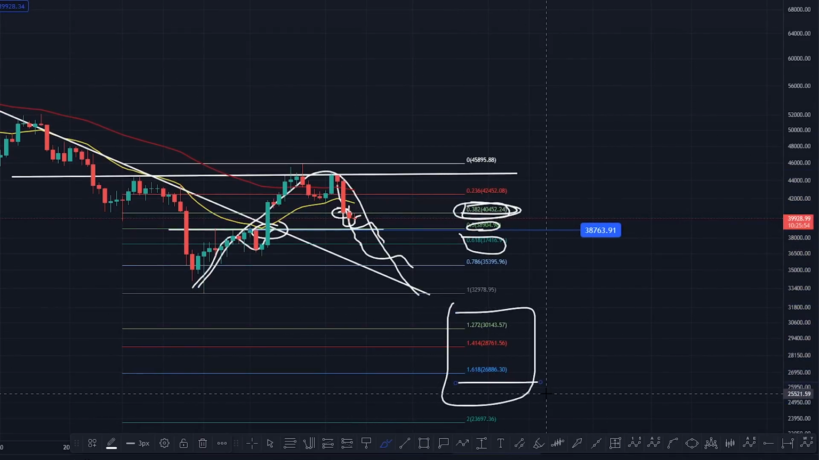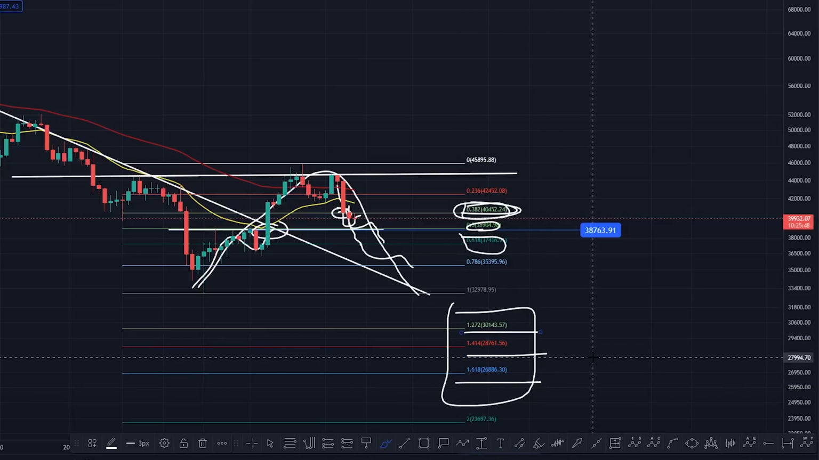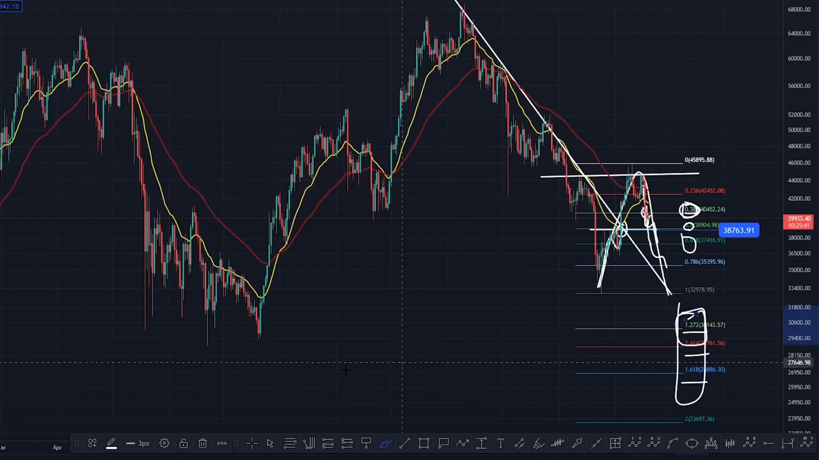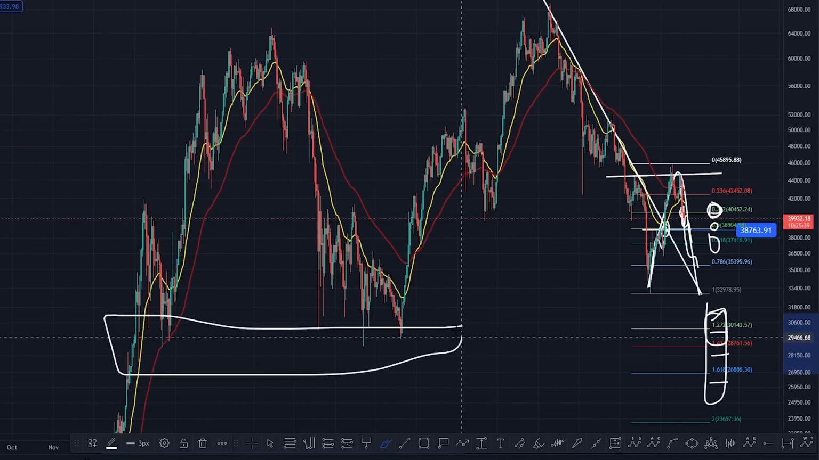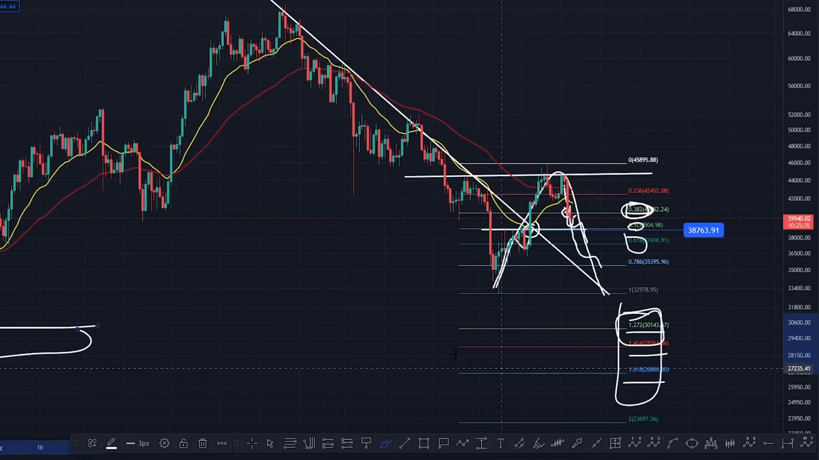Okay, you've got the 1.618 at 26,886, and you've got the 1.414 at 28,761, and you've got the 1.272 at 30,143. Now that would be my minimal target there for Bitcoin. Okay, and the reason is because it's pretty much where you found support in the summer. Now is it going to be really easy to get through that? That's the big question, and it is a big if.